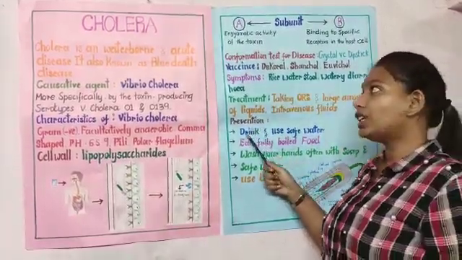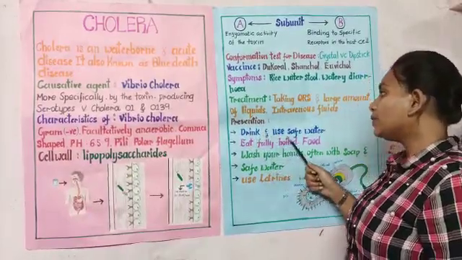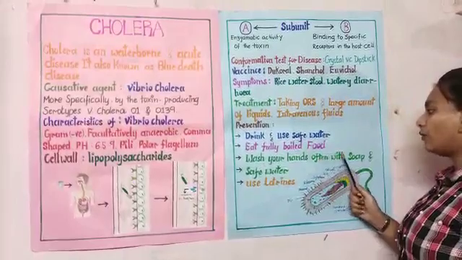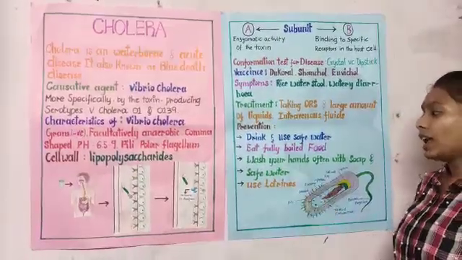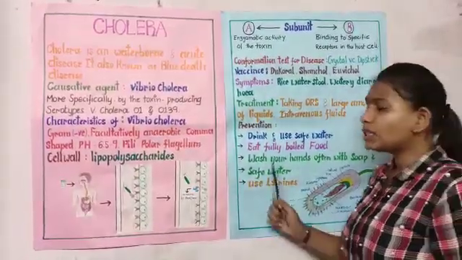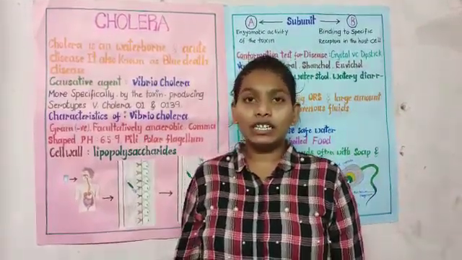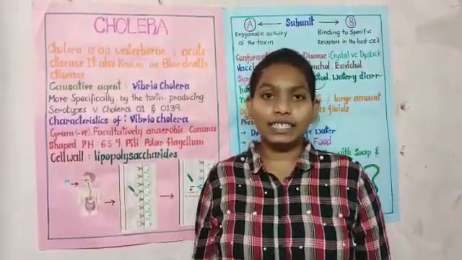The prevention for cholera: drink and use safe water, eat fully boiled food, wash your hands often with soap and safe water, and use latrines. By these prevention methods, we can also prevent other microorganisms which cause deadly diseases.